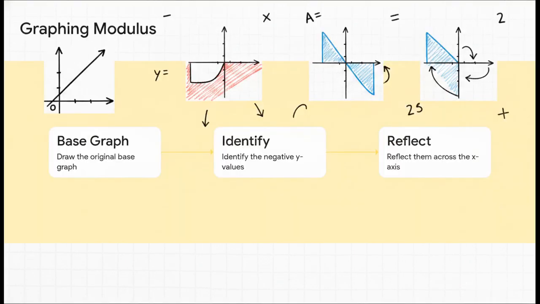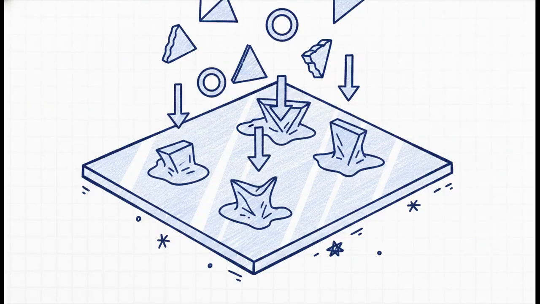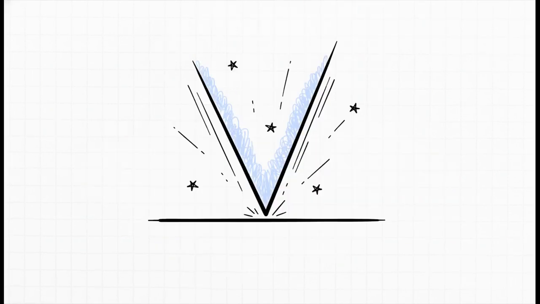So we can actually build a modulus graph in just 3 super quick steps. Picture the x-axis as an unbreakable 3D glass floor. Nothing drops below it. Any negative value violently bounces off that floor, creating a super sharp kinetic V-shape.